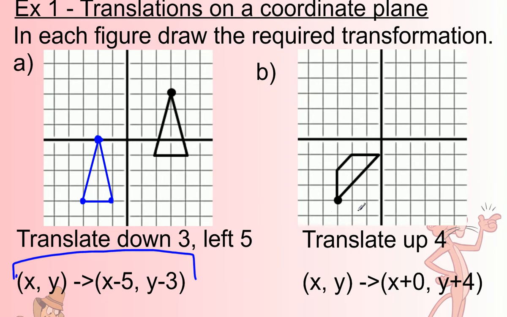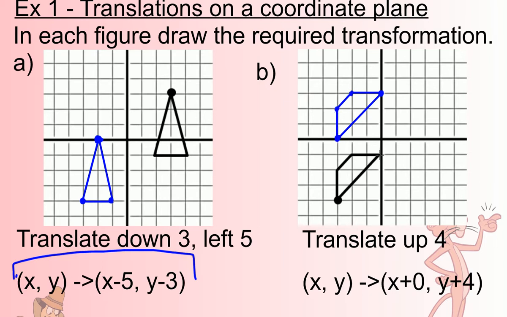In example B, it says translate up 4. So this point's going to go up 4, and you see this other little notation. The X value is just X plus 0. It doesn't change. But the Y coordinate is Y plus 4. 1, 2, 3, 4. And you can just follow and use this. So I'm going to go diagonal 1, over 2, and back to the start. Each point should follow that pattern of going up 4.